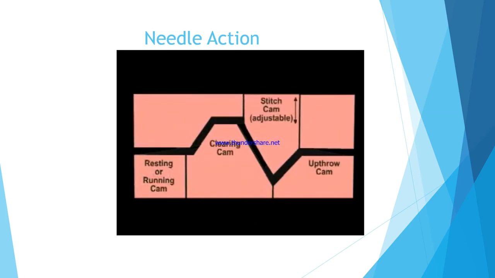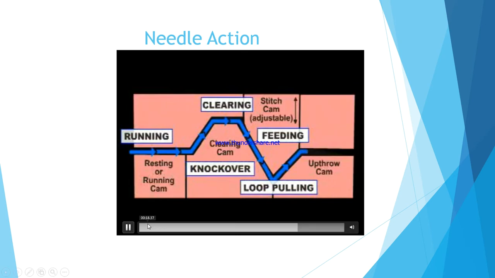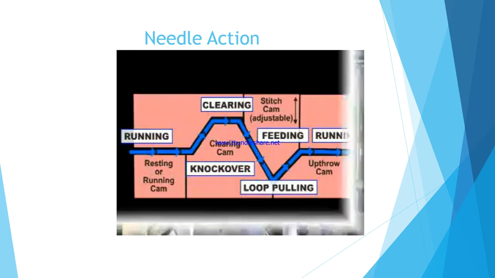At the rest or running position, the needle runs straight over the rest cam. When it hits the clearing cam, it rides up at a steep angle, which forces the needle to rise and clear the old loop. Then the needle drops when it contacts the stitch cam. As it continues on its path, it catches the new yarn. It continues further down, pulling the new yarn far enough for a new loop or stitch to form as the old loop is cast off. The up-throw cam returns the needle to its resting position so it can begin the cycle again.